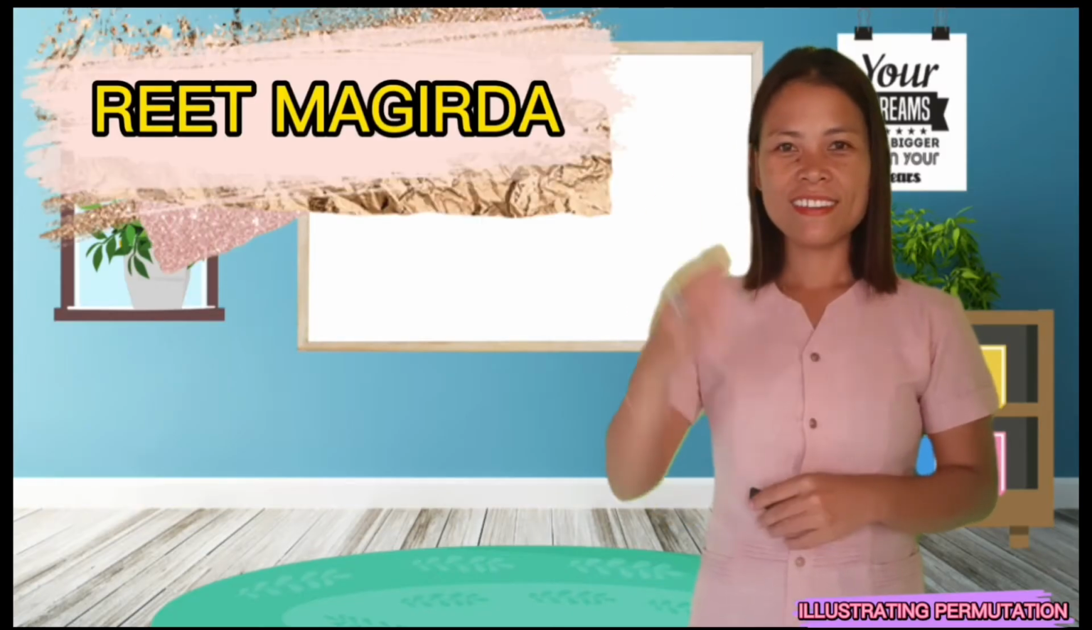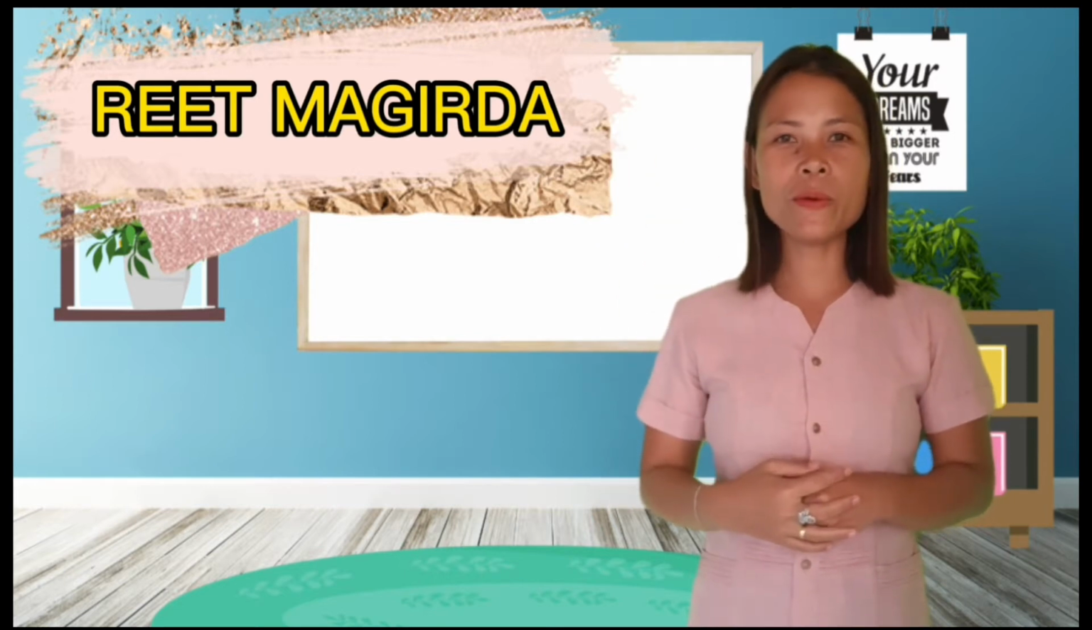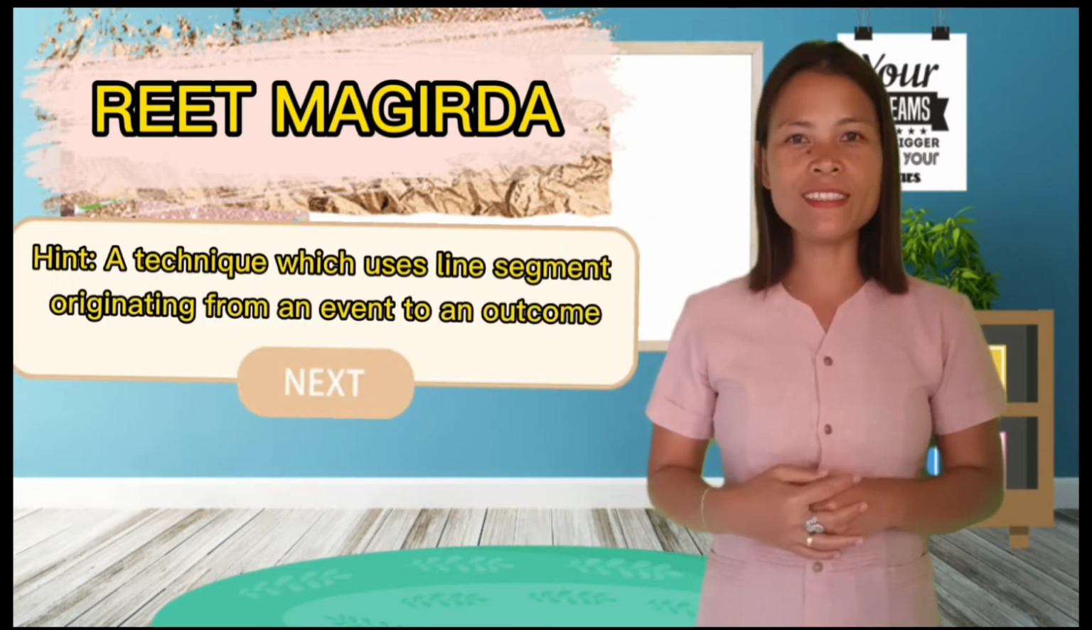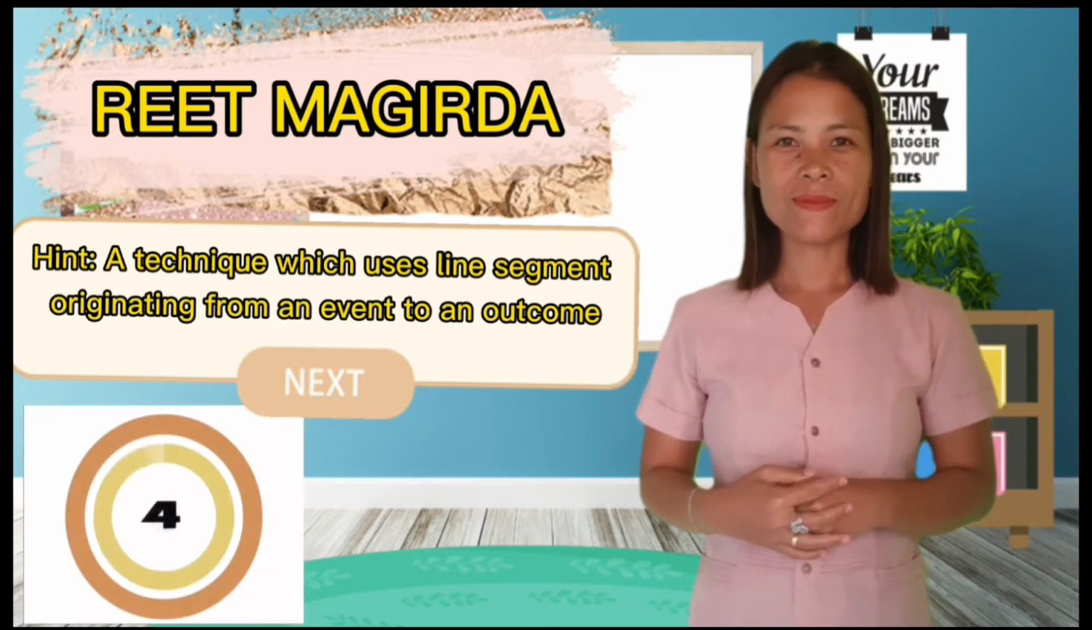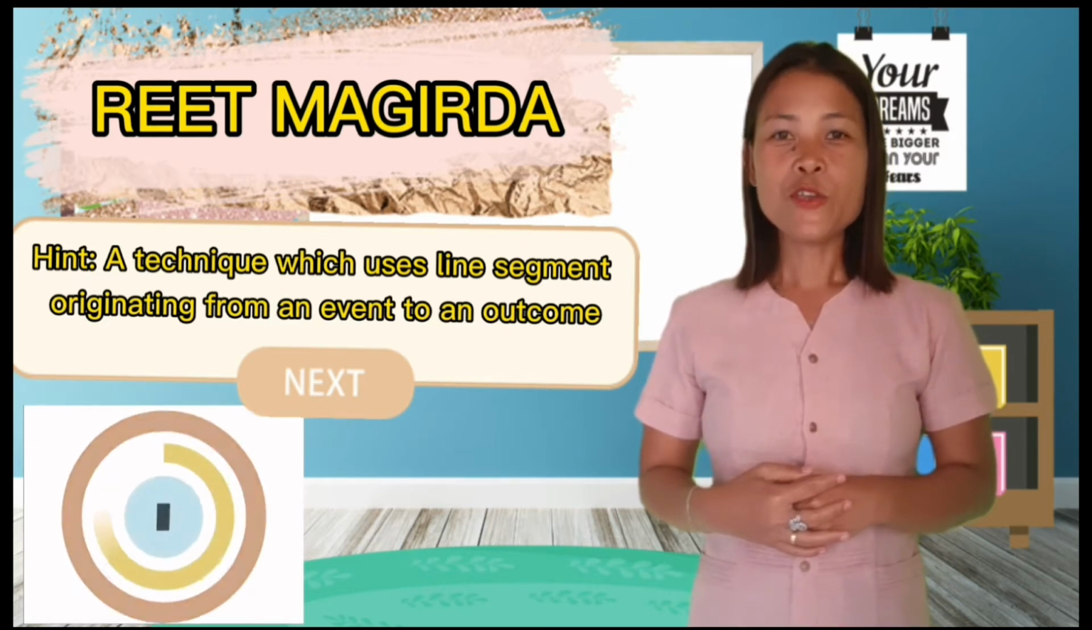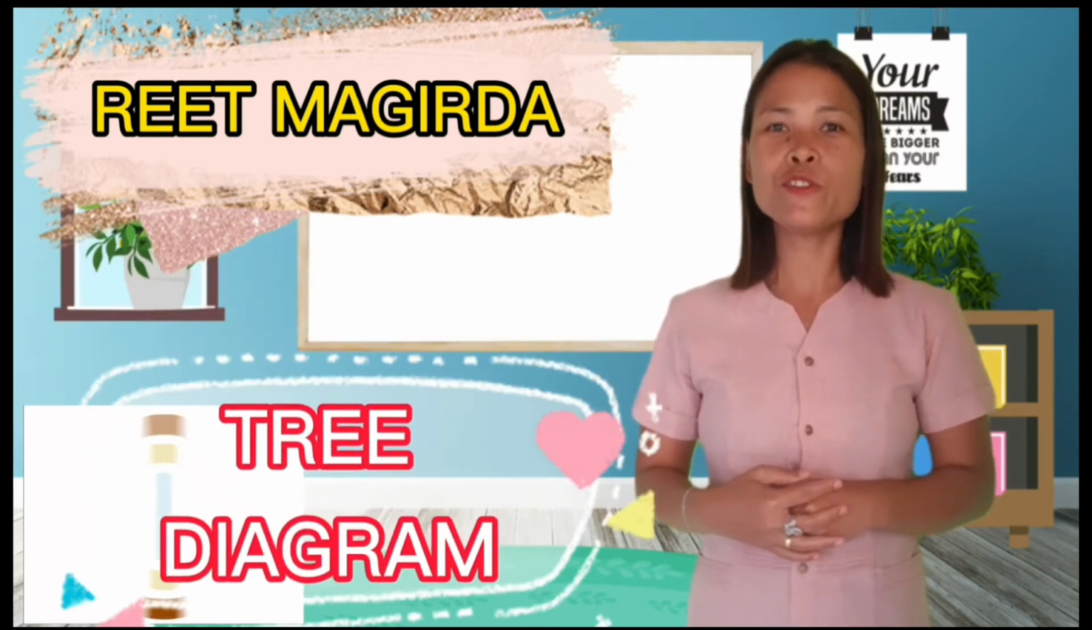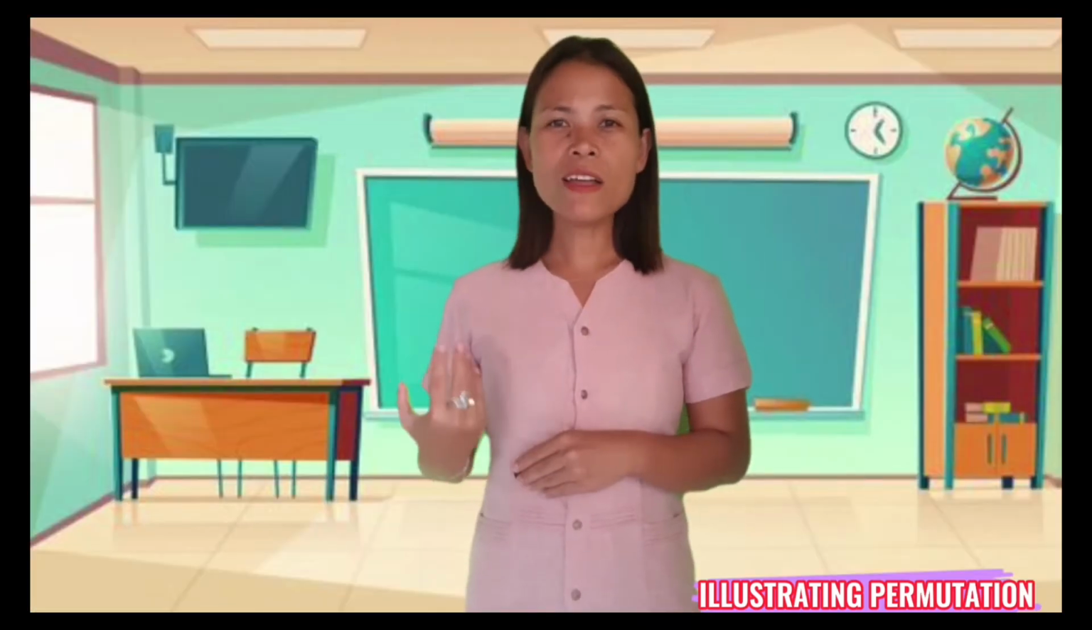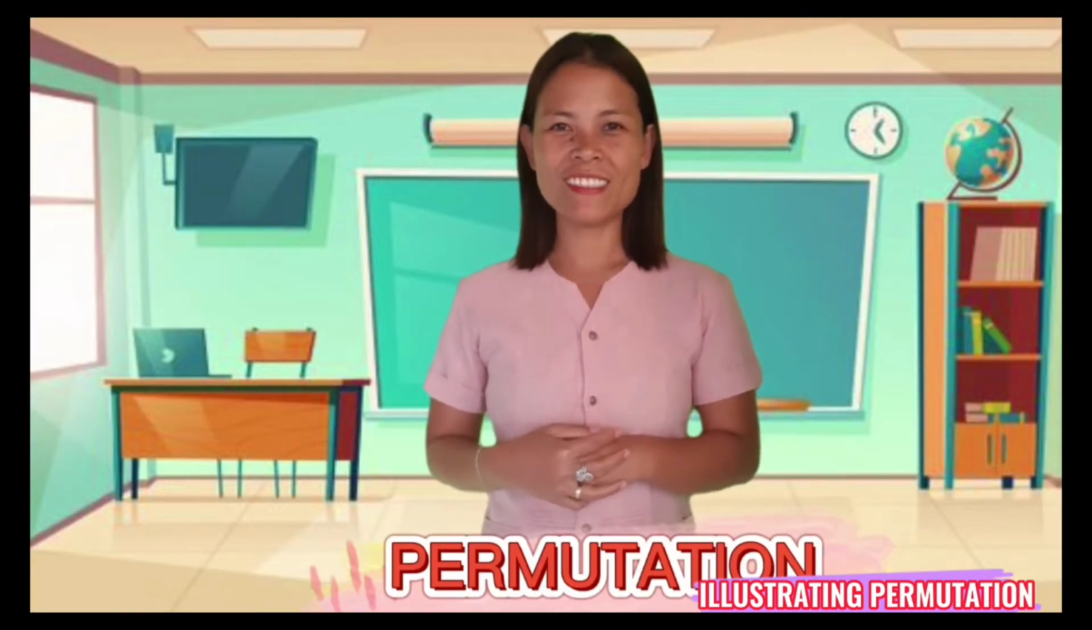Number 4. Here is the clue. A technique uses line segments originating from an event to an outcome. You are right! The correct answer is tree diagram. Were you able to recall those given words and phrases? Excellent! These 4 are the counting principles in determining the different possibilities in an event. Come on, and let's find out permutation.